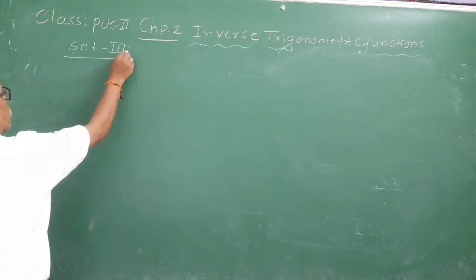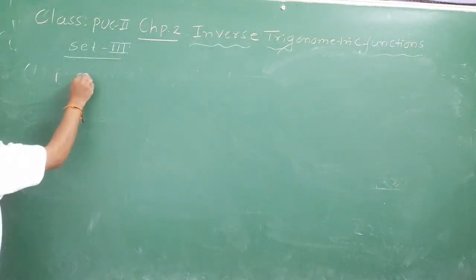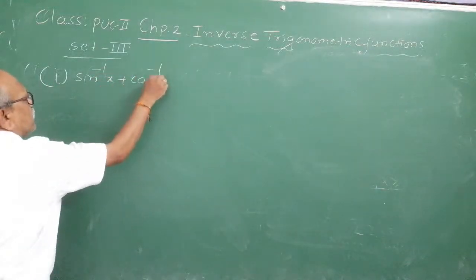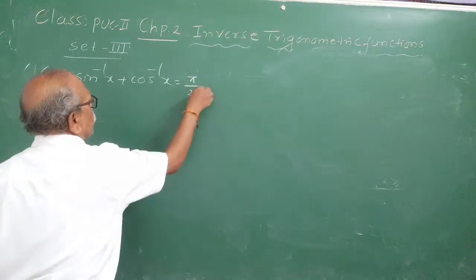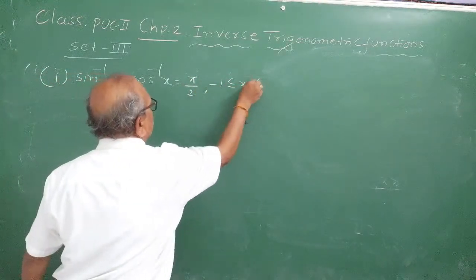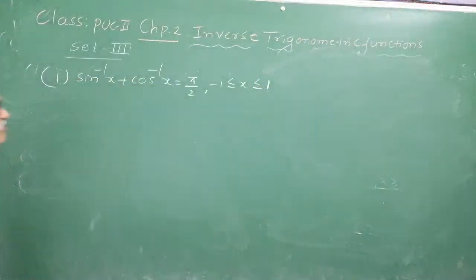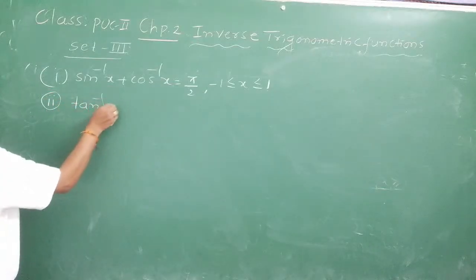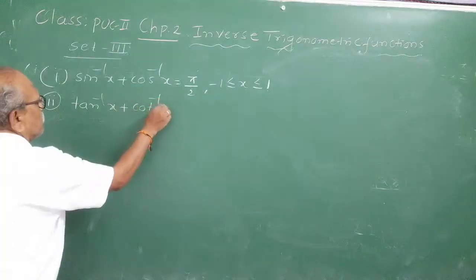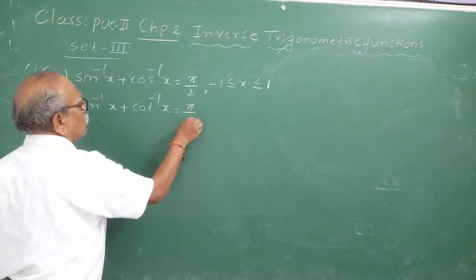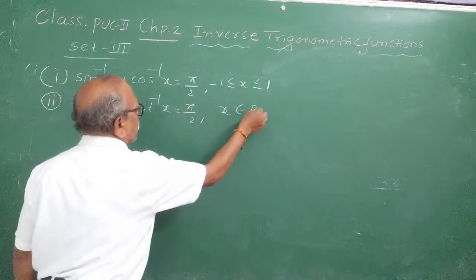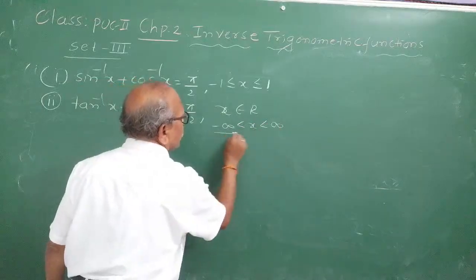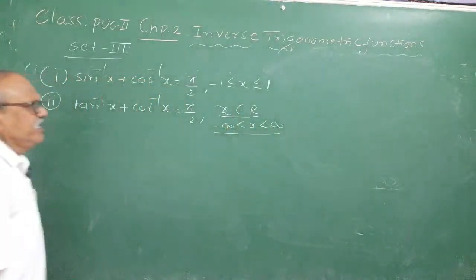Set 3. First one, sin inverse x plus cos inverse x is equal to pi by 2, provided x lies between minus 1 and plus 1. Second identity, tan inverse x plus cot inverse x is equal to pi by 2, provided x belongs to any real number. In the sense, minus infinity is less than x is less than infinity.